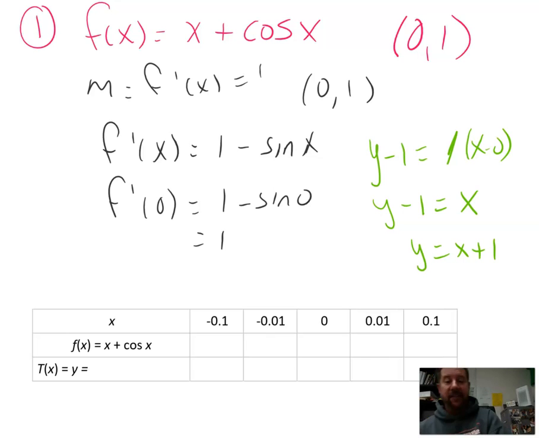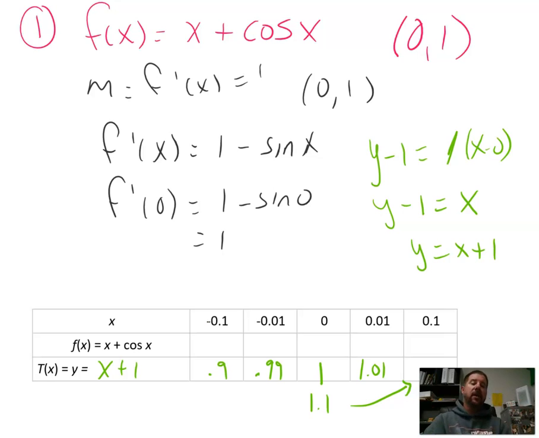Now you can see, if this is your tangent line, y equals x plus 1, plugging these numbers into x plus 1 is going to be way easier than plugging into the actual function. I got my little table down here. Negative 0.1 plugged in here is going to give me 0.9. And negative 0.01 plugged in would give me 0.99. And 0 plugged in gives me 1, and 0.01 gives 1.01. You can see I'm doing this relatively quickly and easily. I'm just going to draw an arrow here. This would be 1.1. I can do that all real fast and easy without a calculator. That took me hardly no time at all.